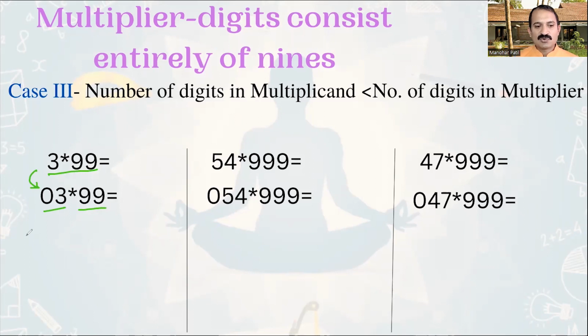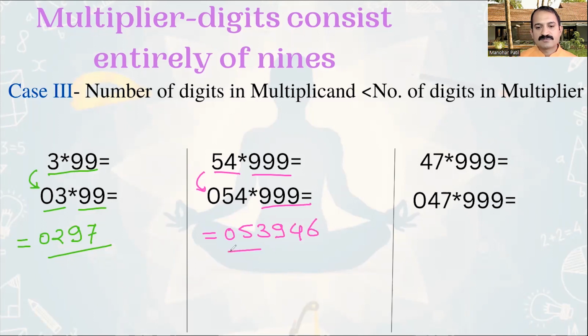So in that case, you know how to deal with this kind of question. First reduce 1 and then subtract the new number from 99, that is 97. This is your answer. Easy. Here also 54 into 999. Instead of writing 54, you can write 054 into 999. We are not changing any value, just some rearrangement. So reduce 1 from the multiplicand and then subtract the new number from 999. You will get the final answer 53946.